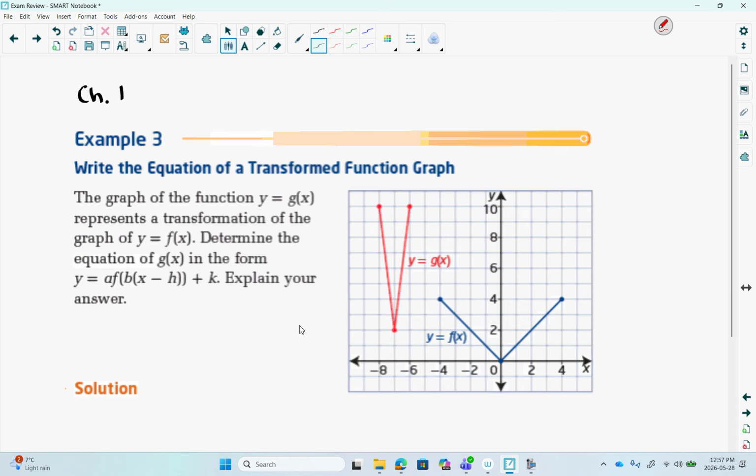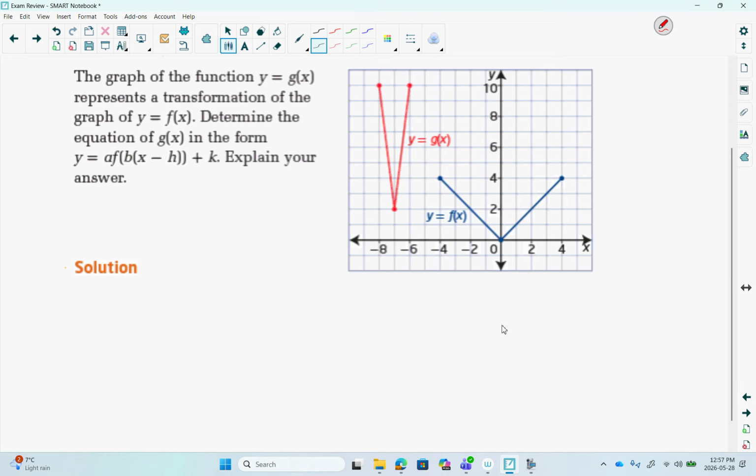Now, you could just manipulate the mapping rule and work backwards. Once you have your mapping rule, you could find a, b, h, and k, and then write your equation. But I showed you a 6-step process. And the first thing we did was we asked ourselves if there were any reflections.